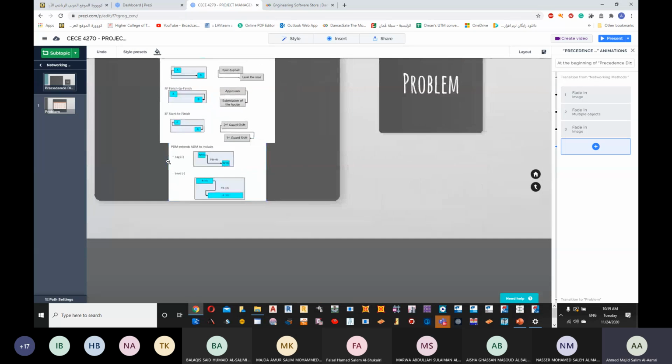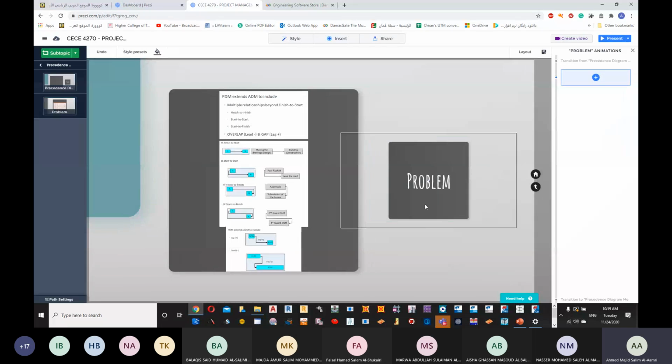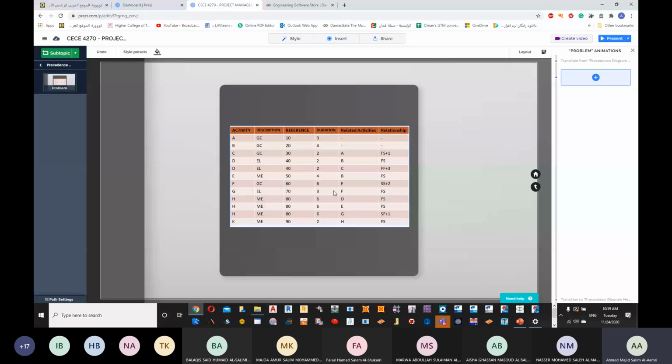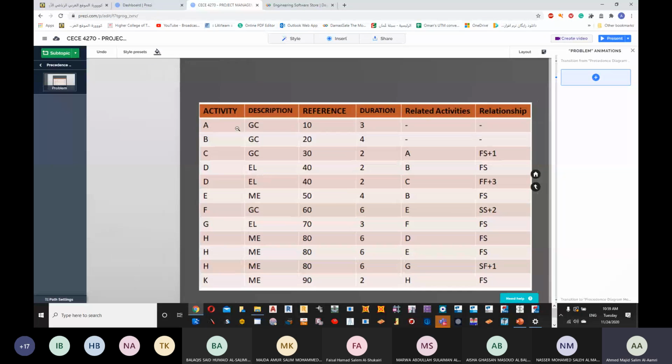where we are going to try to solve the problem. Now this is a problem that we are going to tackle. You can see a lot of things are there. Let us see here. You can see that we have different activities. There are descriptions, and there are references.